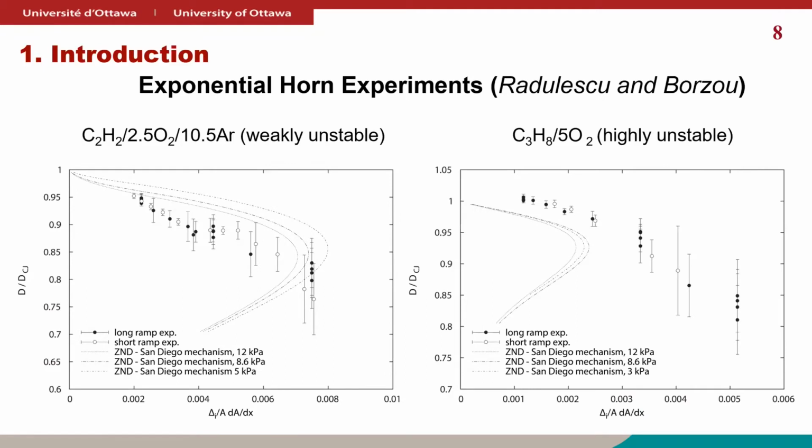In their experiments, two mixtures of different regularity were tested, namely the weakly unstable argon-diluted acetylene-oxygen detonations and the highly unstable propane-oxygen detonations. In their comparisons, as shown in the two figures, the points are the experiments, while the lines are the model predictions. The comparison shows that the experiments disagree with the model predictions, while the weakly unstable argon-diluted acetylene-oxygen detonations show a better agreement in general.